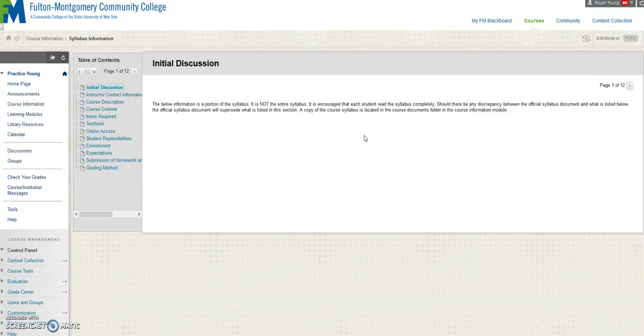The actual document that's supplied to the college is the contract. So I will do everything possible to keep this matching, but there could come a time when it doesn't, and I want to make sure that everyone realizes that the official document is what we go by.